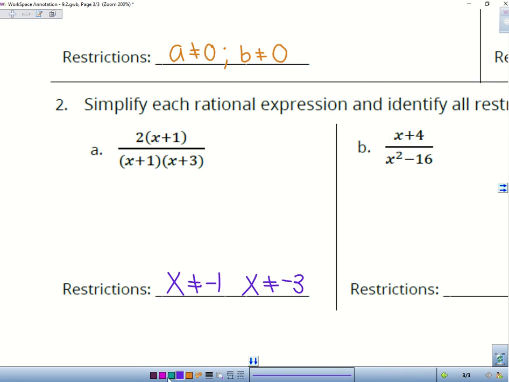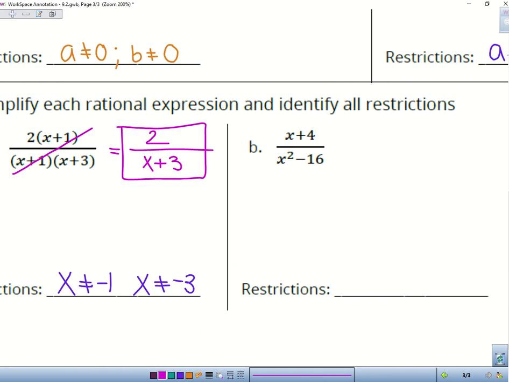Now that I've found my restrictions, and like I said, if you don't feel comfortable doing that, you can do it like we did on the first slide, do all the steps out. What can I cancel out now? X plus 1. Which leaves me with 2 over x plus 3. Good. Okay. Now we're moving on to letter B.